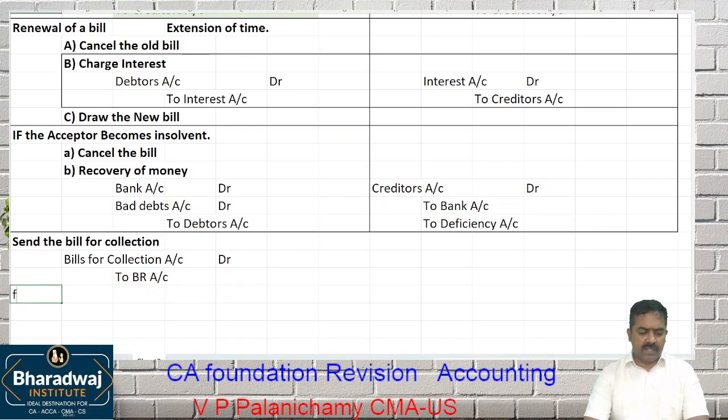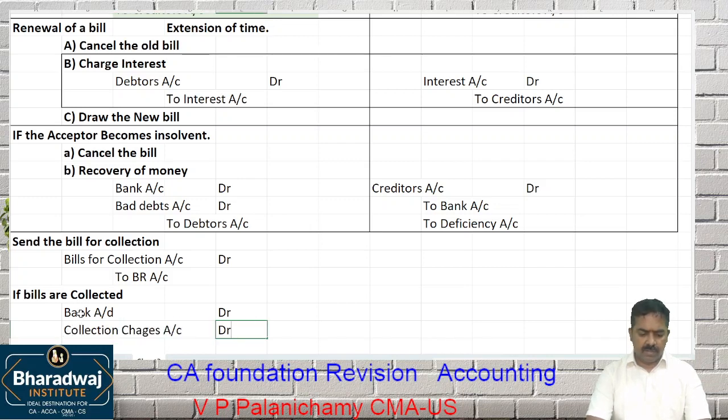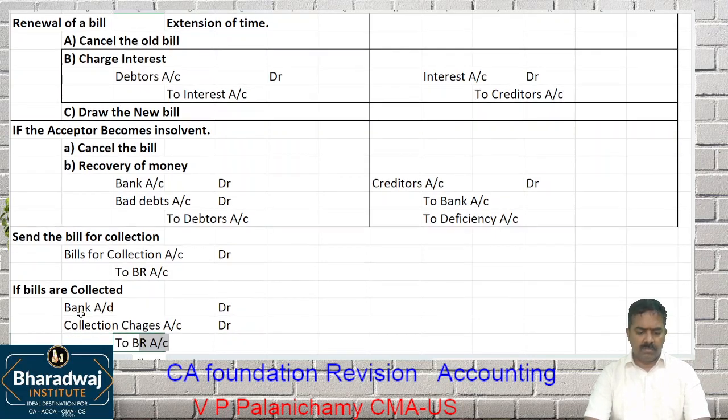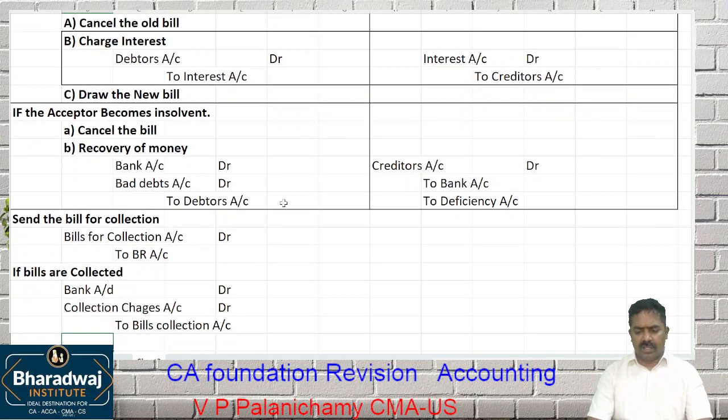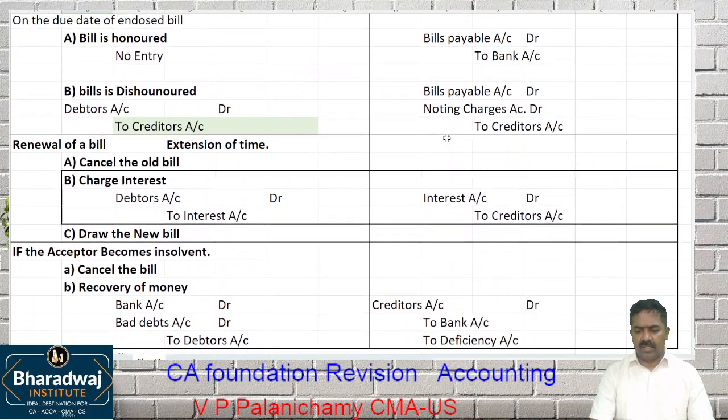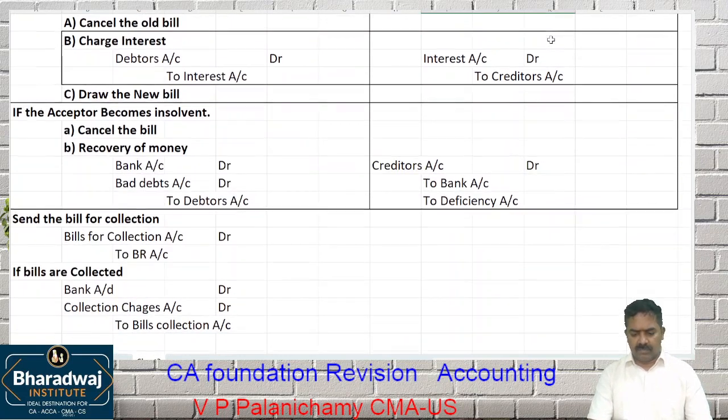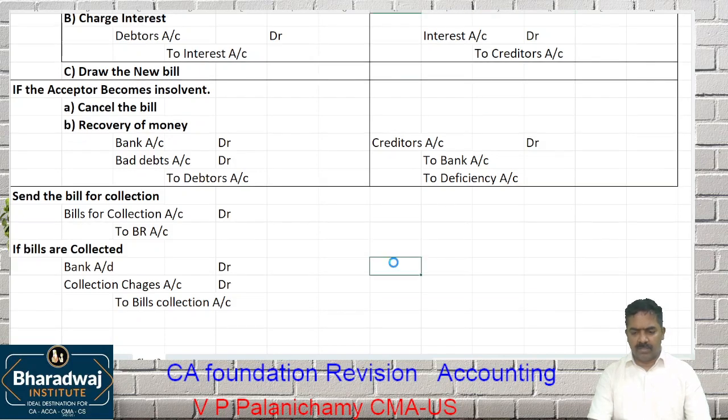If bills are collected, simple, the money will be added to the bank account. Bank account debtor, collection charges the bank will put to which account? Bills for collection account. Other party will pass a normal entry. What entry will pass? Bills payable account debtor to bank account.